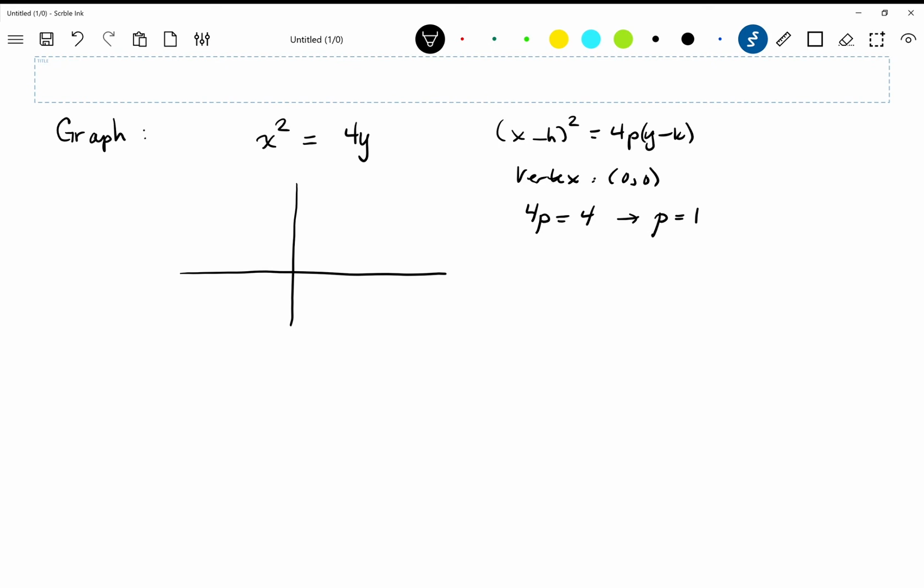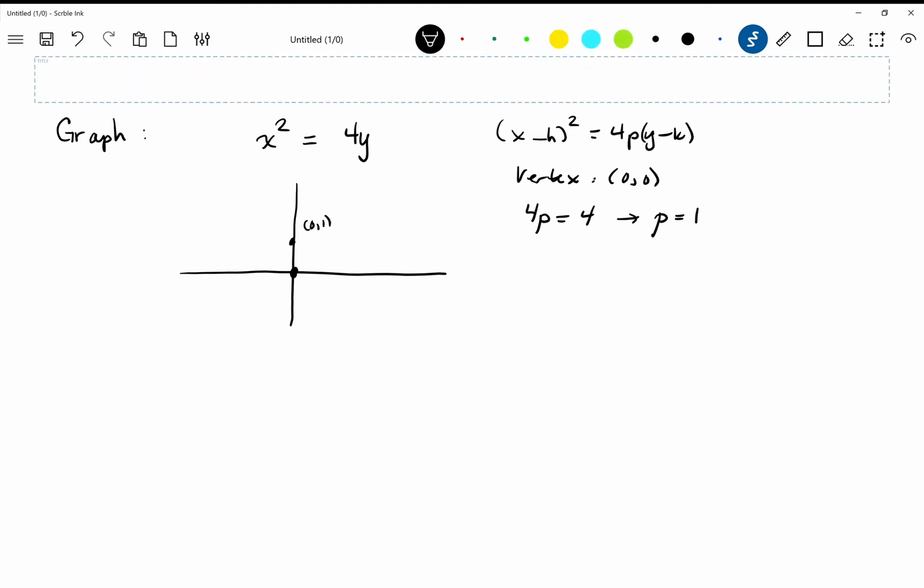So here's what we know so far. We have a vertex at 0, 0. We have a focus 1 unit above that, so that's going to be 0, 1. Now, what we've also learned is that there are 2 points on the parabola that have the same y coordinate as the focus, 0, 1.